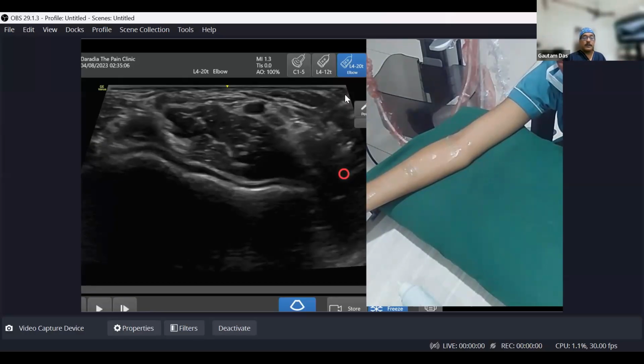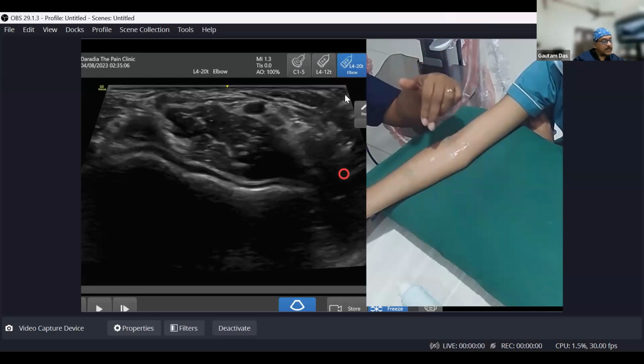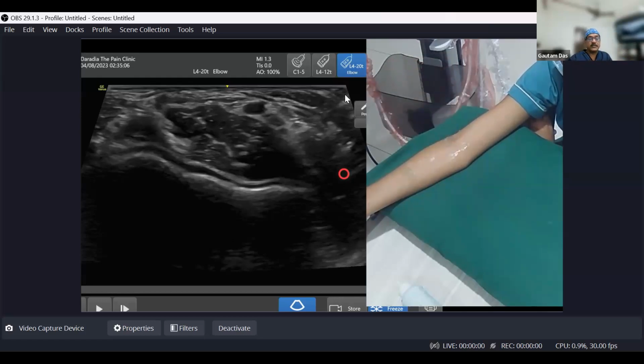And if the ultrasound beam is not reflecting back to the transducer, that structure will look anechoic, black. So what happens here? Here the distal end of the biceps cuts down and gets attached to the radius. Because it is dipping down, it is not horizontal to the probe. So the beam is not reflecting back, and that's why it is not visible nicely.